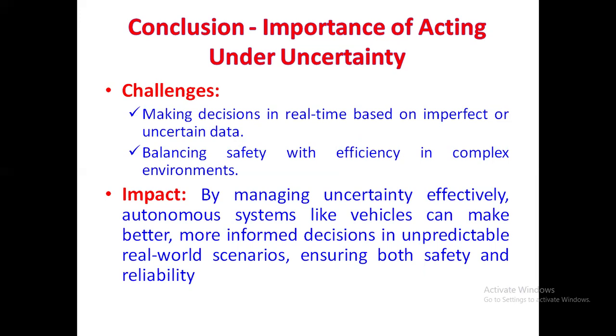So that's all about uncertainty and acting under uncertainty. In this case, we have seen autonomous vehicles as the example. Coming to the conclusion, in AI and machine learning, acting under uncertainty involves making informed decisions despite incomplete or noisy information. Probabilistic models, Bayesian inference, Markov decision processes, and reinforcement learning enable AI systems to balance exploration and exploitation while adapting to the dynamic environment.